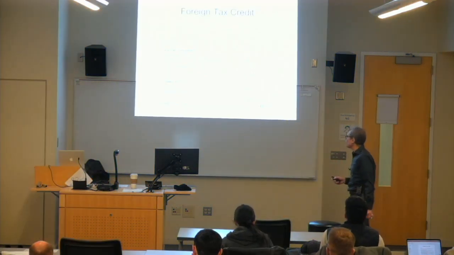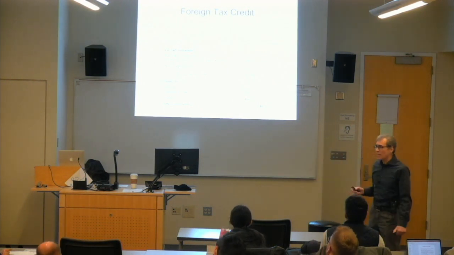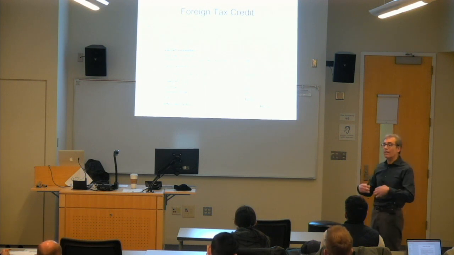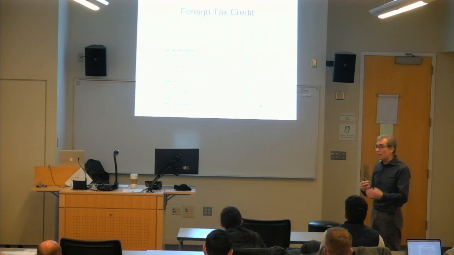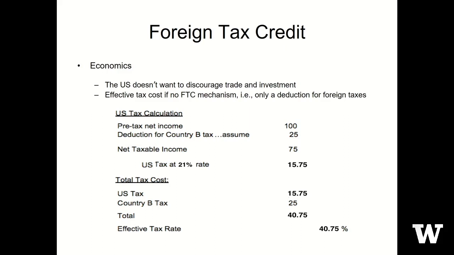Okay, so just to give a very simple example of how some simple numbers can work out if there is not a mechanism for relieving double taxation. Notice we assume $100 of pre-tax income. We assume that country B has imposed a 25 tax, leaving 75. Here, we're assuming there's a deduction for the tax. There's no foreign tax credit, which is this important mechanism. Net taxable income, 75. U.S. tax rate, 21%, gives a tax of 15.75. So if we add the U.S. tax and the country B tax together, we get a total of 40.75. And that means we have an effective tax rate of over 40%.